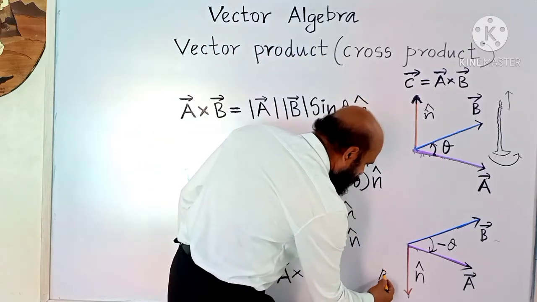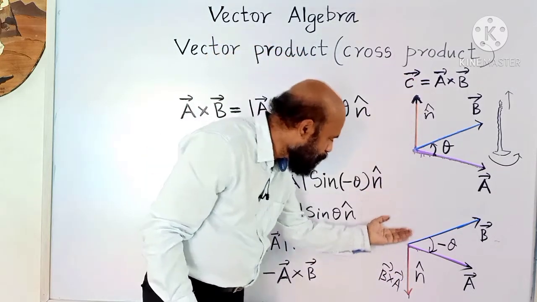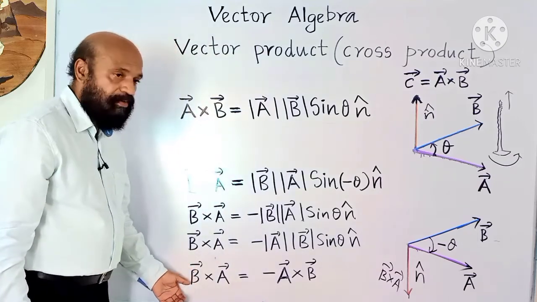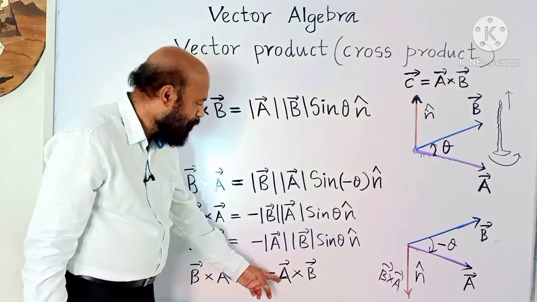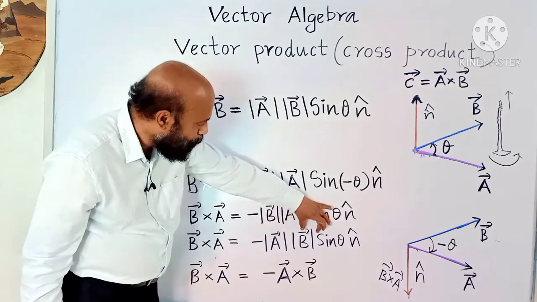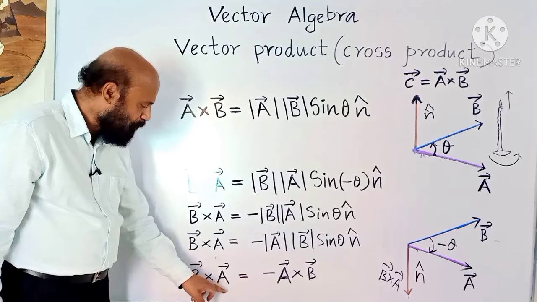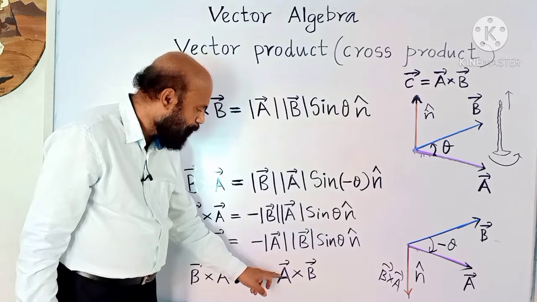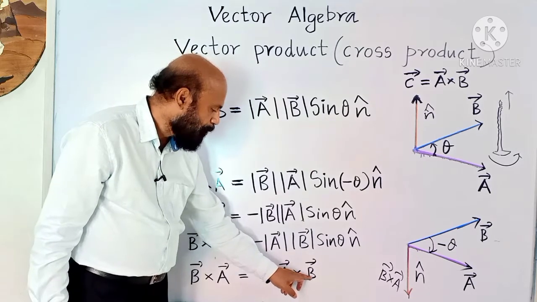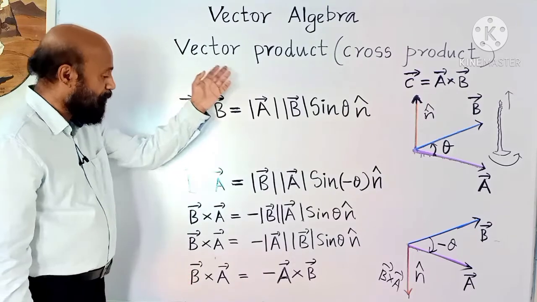So this is B vector cross A vector, and this is A vector cross B vector. B vector cross A vector is equal to the negative of A vector cross B vector, because modulus of A, modulus of B, sine theta n cap is A vector cross B vector. So B vector cross A vector is equal to the negative of A vector cross B vector. That means the vector product is not commutative.